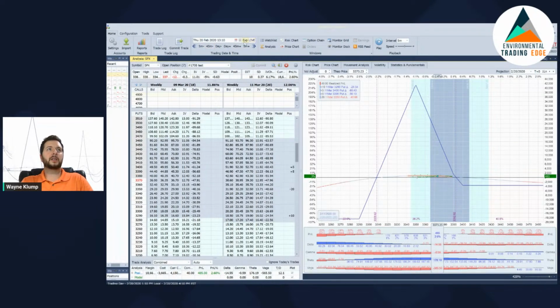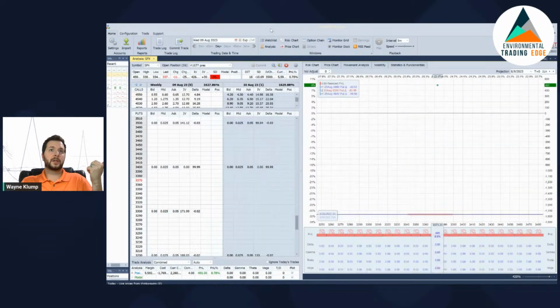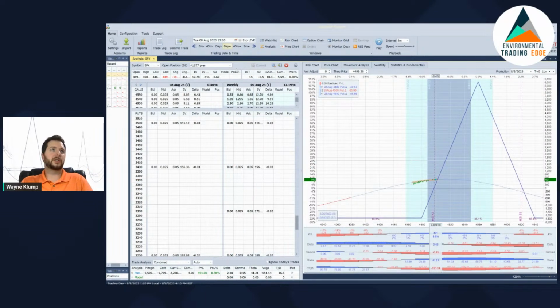We can go to one of my trades that I just did recently. Here's a live trade of this. I'm probably not going to be able to go live because I don't have my trading software up. But yeah, we'll go back one day. And I'll show you guys one of my recent trades. That is not one of my recent trades. That's a whole different animal.